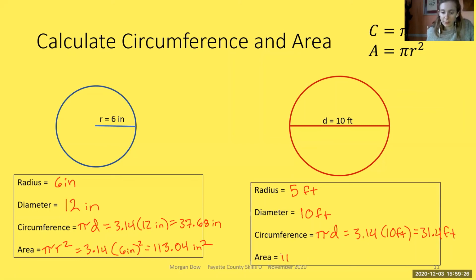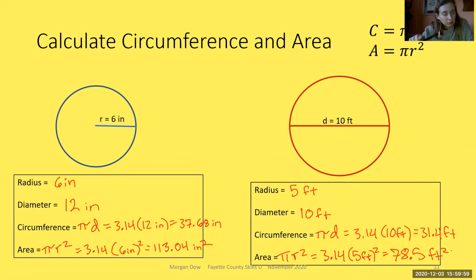The formula for area is pi r squared. So 3.14 times 5 feet squared. Get out my calculator here. And that is 78.5 square feet. Make sure you are also doing these calculations along with me. Make sure you are getting the same answers that I am when you do your calculations.